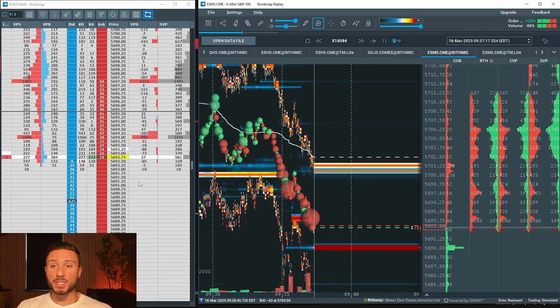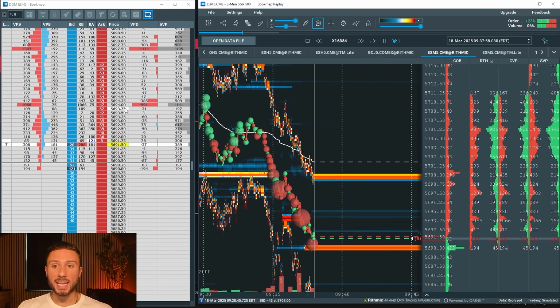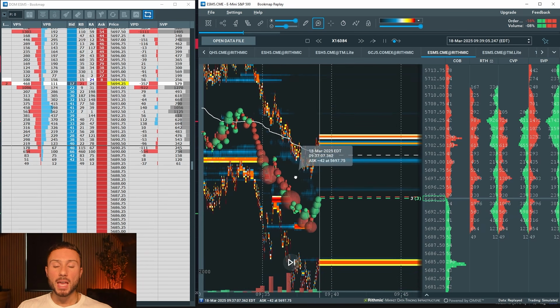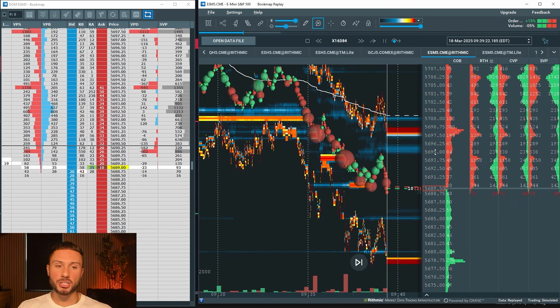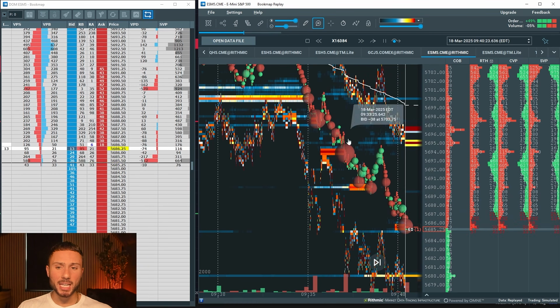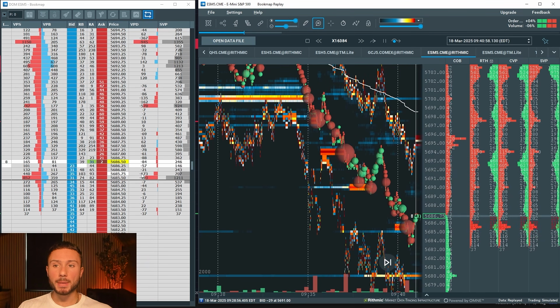Fast forwarding, we see another one form here at 56.94, and then we're going to see another one form here at 56.90. What this looks like on the heat map is denoted by large red bubbles, and the market's going to continuously sell off and continuously move lower.